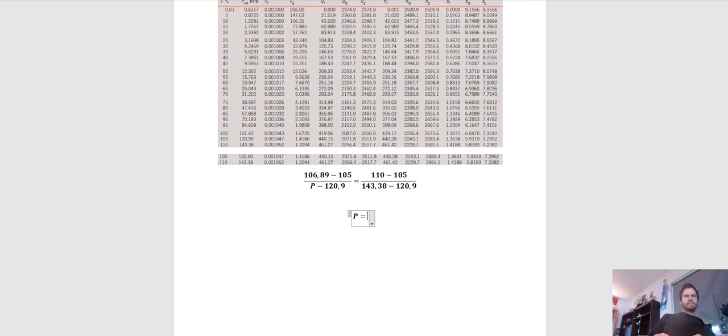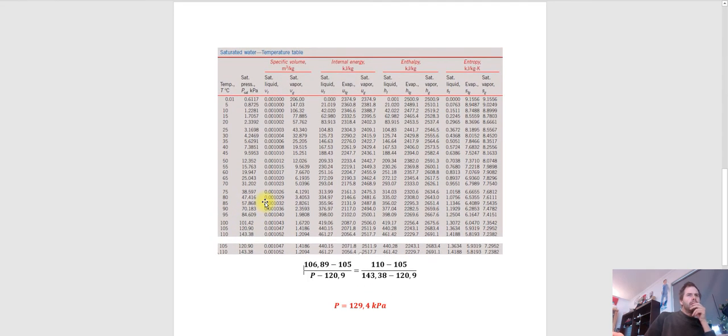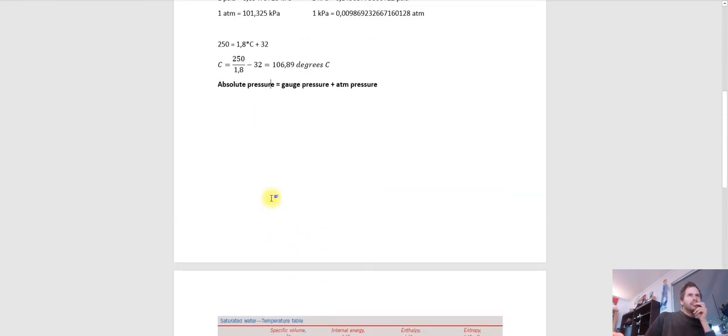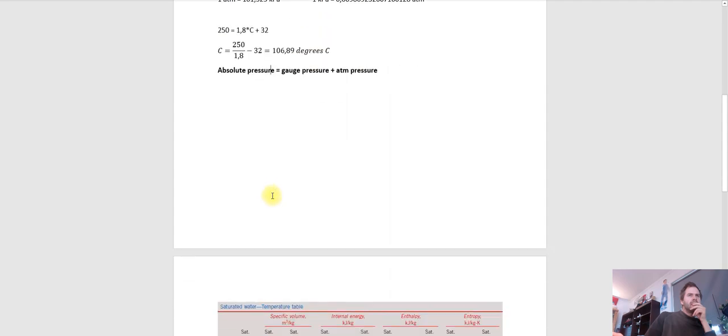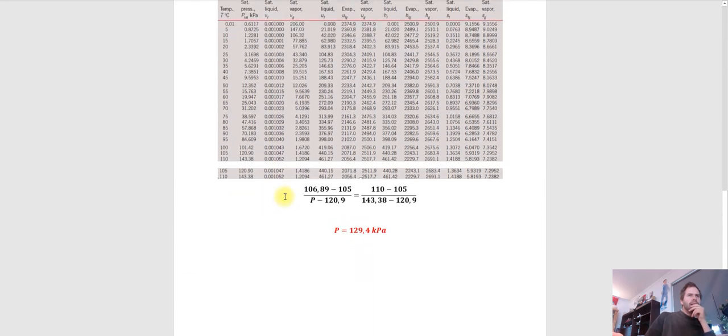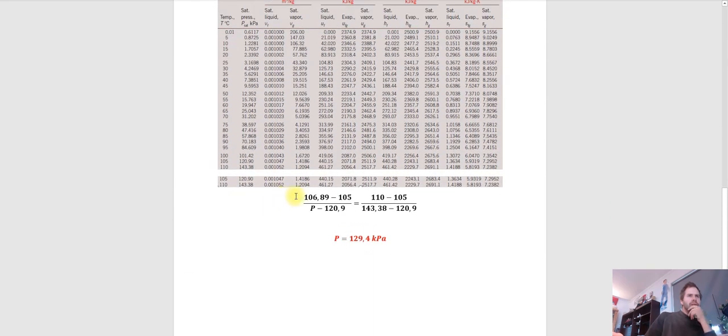Okay. We have the pressure to be 129.4 kilopascal. That is the number we have. Well, that's for boiling at 106 degrees.